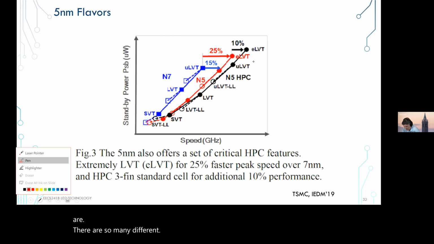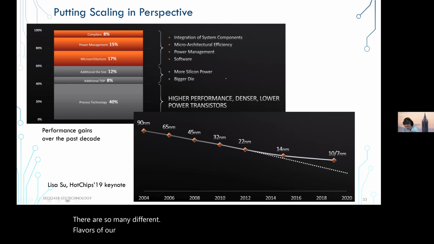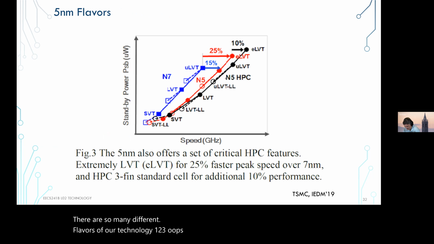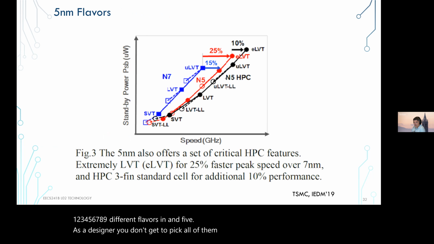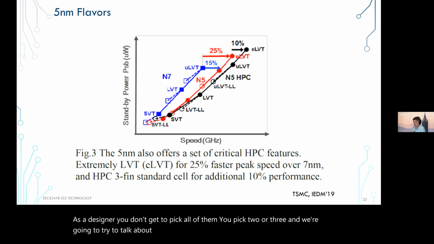flavors of a technology. 1, 2, 3. 1, 2, 3, 4, 5, 6, 7, 8, 9 different flavors in N5. As a designer, you don't get to pick all of them. You pick 2 or 3, and we're going to try to talk about the decisions that lead to picking them. But these essentially range from extremely low VT or ultra low VT, and then going down to low leakage and so on.